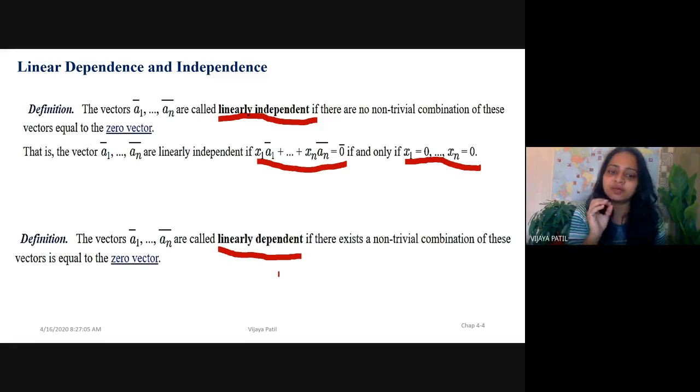But if I want to define dependence, then at least one has to be non-zero. I'm not saying all, at least one has to be non-zero. Very important definitions to note.